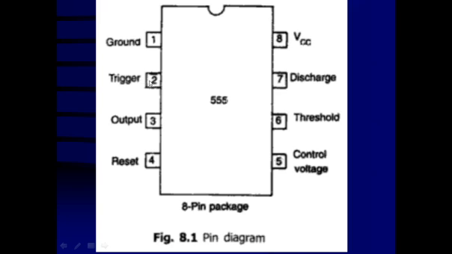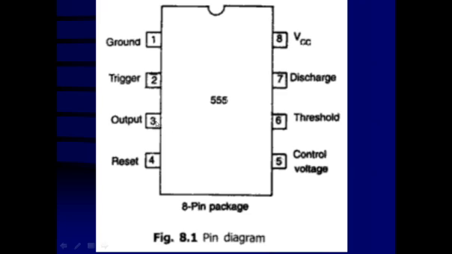That means the IC is going to give you one pulse when it is triggered, and pin number 2 is the trigger terminal. A negative going trigger is required. Normally this pin is kept high, but when it changes from high to low, it triggers the IC. When this voltage is less than 1/3 of VCC, it will trigger the circuit.